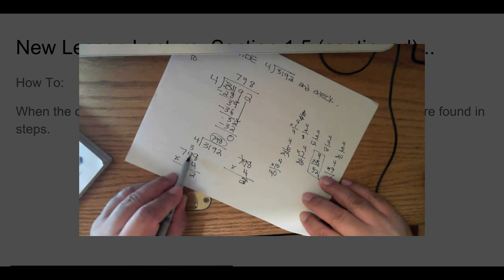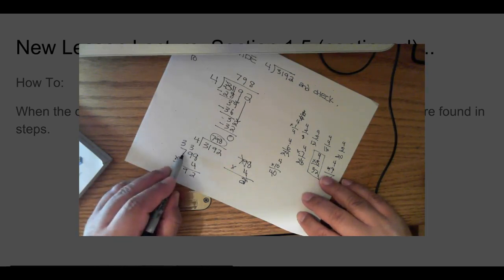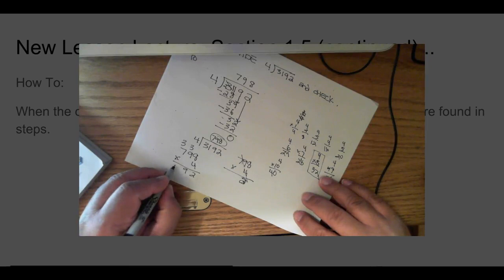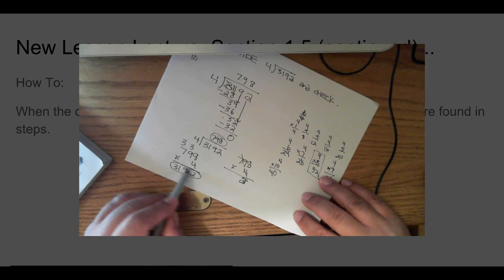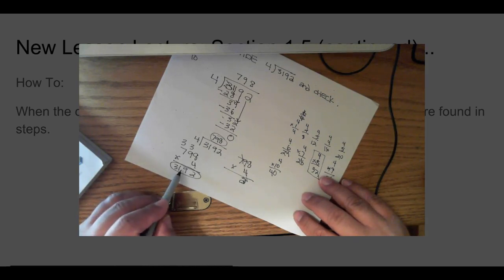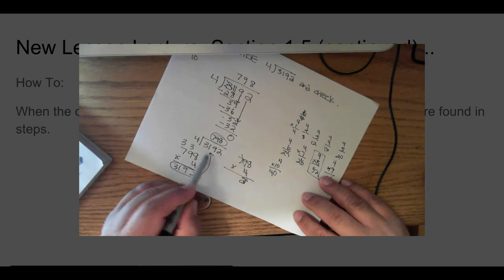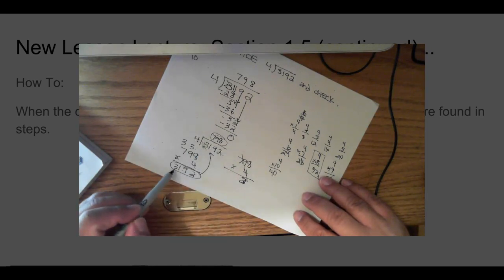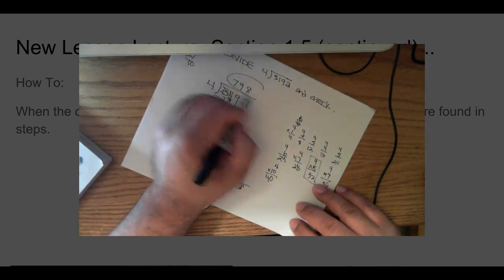4 times 9 is 36. Plus 3 is 39. 4 times 7 is 28. Plus 3, 29, 30, 31. Okay. So does my product here, because remember the answer of a multiplication problem is a product, does my product equal the dividend? Yes, it does. 3,192, 3,192. That means that this answer is correct. We could circle it.